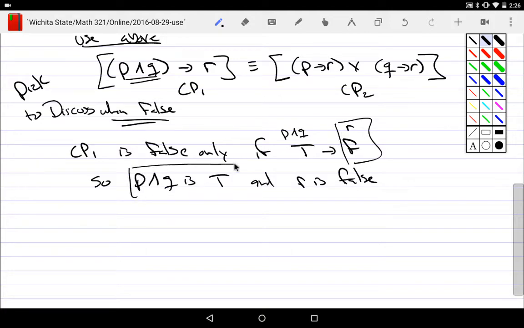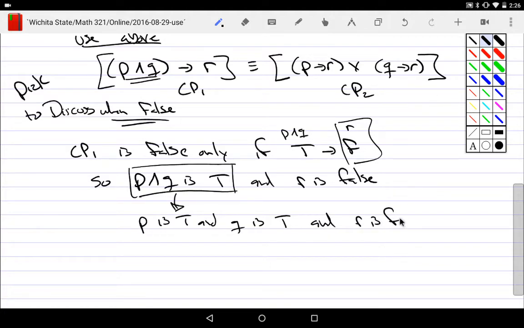On the other hand, when is a conjunction true? A conjunction is only true if both are true. So now we know that P is true and Q is true and R is false. So that's the only time when this happens. So, well, what about B?